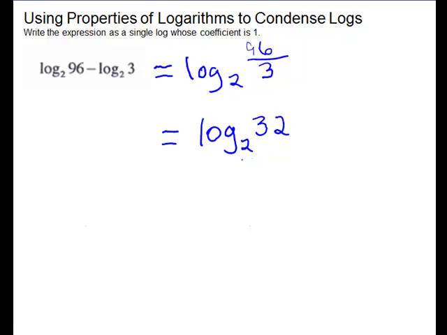And they don't want us to use a calculator here. So 32, if you play with it a little bit, it is 2 to the 5th. And you want to work in terms of this base. So that's what you're thinking of. So we have the log base 2 of 2 to the 5th, and now we have our property. When the base of the log is the same as what you're taking the log of, the answer will be the exponent. So our answer on this one is 5.